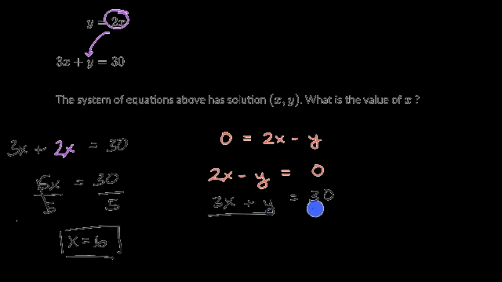And then notice, if I add the left-hand side to the left-hand side and the right-hand side to the right-hand side, the y's are going to cancel out. I'll get 2x plus 3x is 5x. Negative y plus y, that's 0y, they just cancel out. And then 0 plus 30 is equal to 30. And so we get back to the step, you solve for x, you get x equals 6 again.